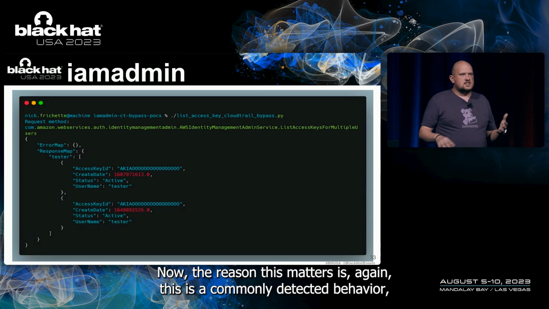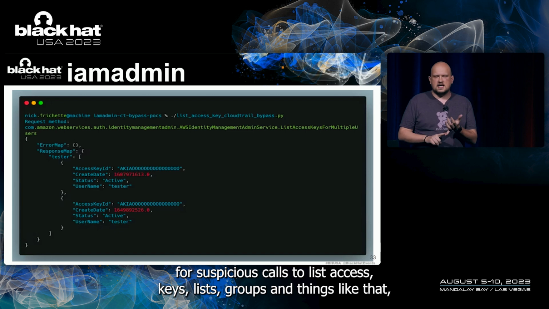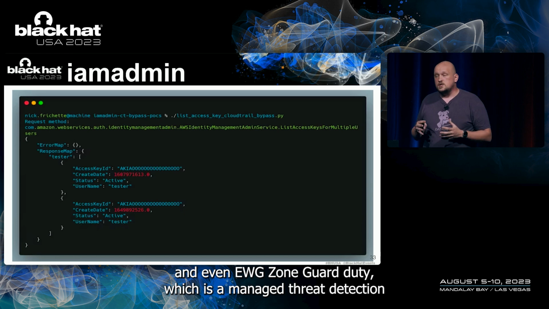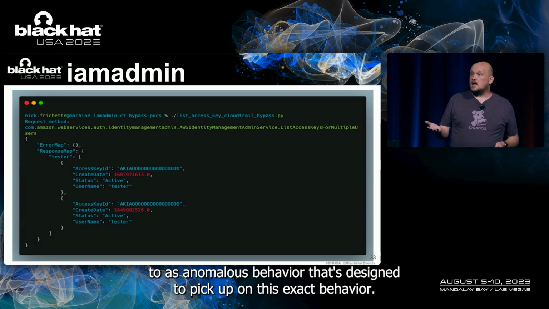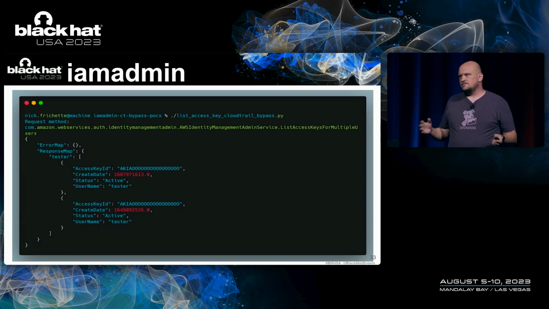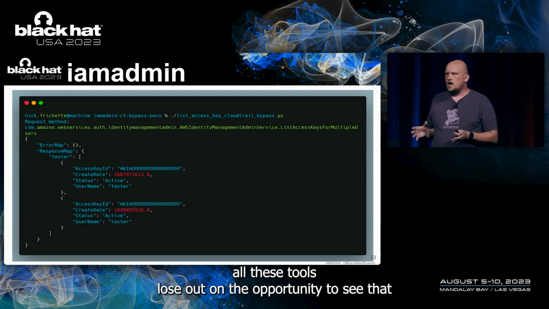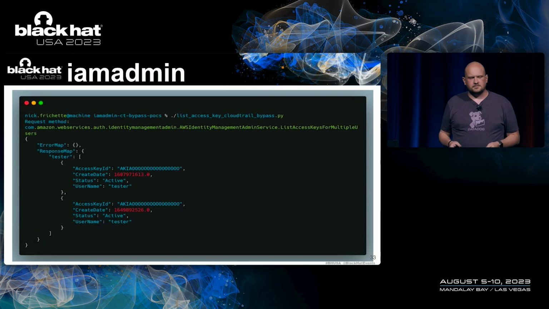Now, the reason this matters is, again, this is a commonly detected behavior. A ton of commercial SIEMs have out-of-the-box default detection rules for suspicious calls to list access keys, list groups, and things like that. And even AWS's own GuardDuty, which is a managed threat detection service offered by AWS, has a detection rule for what they refer to as anomalous behavior that's designed to pick up on this exact behavior. But because none of this ends up in CloudTrail, all these tools lose out on the opportunity to see that this behavior has occurred, and attackers can operate with free rein.